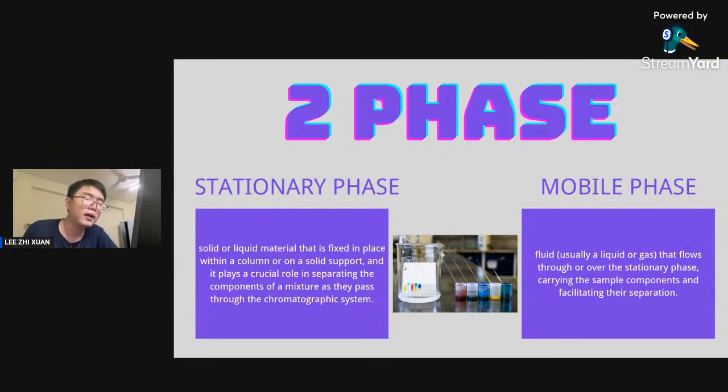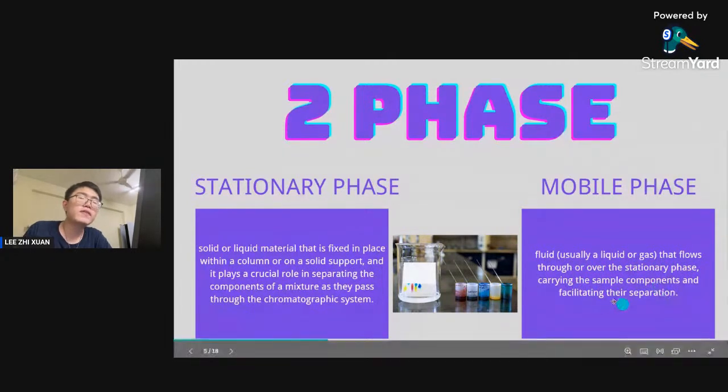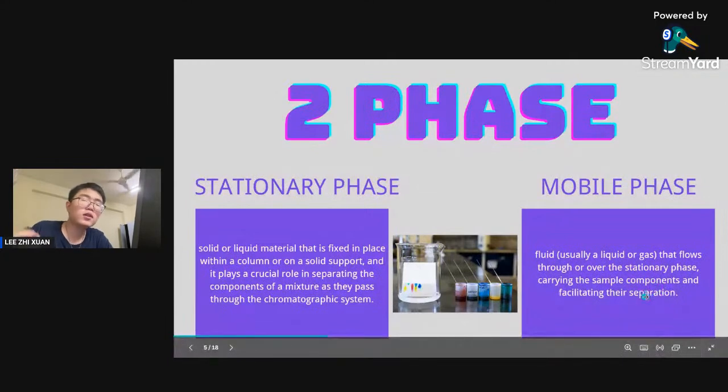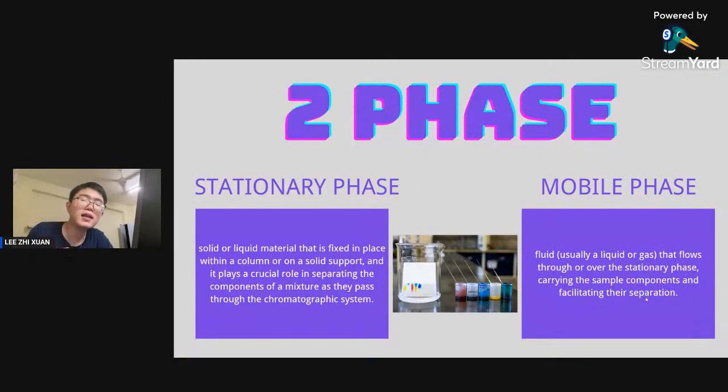And the mobile phase is the fluid, normally a liquid or a gas, that flows over the stationary phase and carries the sample components to facilitate the separation. So if there is no mobile phase, in your case, like the chlorophyll pigment in your experiment, you use, I think it's acetone, right? Organic solvent, whatever. If I'm not mistaken, it's acetone or another organic solvent.